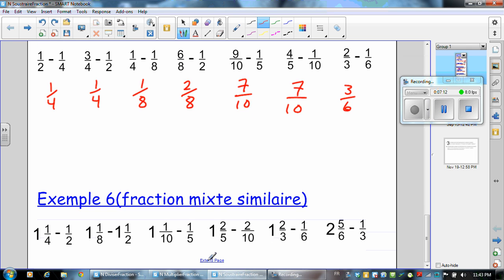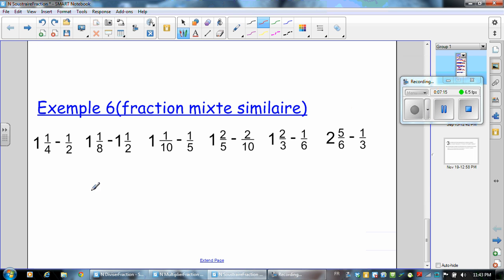So same thing here, we're going to look at mixed fractions. Same idea. Here you have 1 1/2. The difference between 1/2 and 1 1/4 would be 3/4. Here the difference between 1 1/2 and 1 1/8 would be negative 3/8. Tough one.